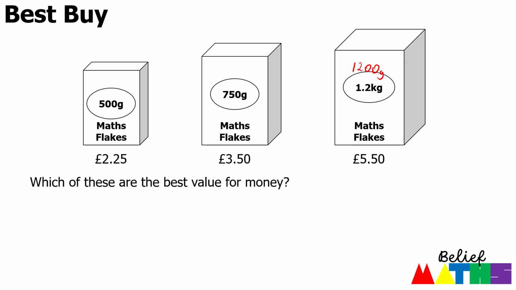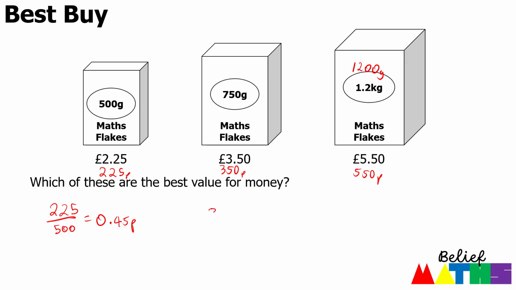And so we don't end up with any weird decimals, I like to convert all of these to pence. So 225p, 350p, and 550p. And now we're going to go, well, if 500 grams cost this, well, 1 gram then is 225p divided by 500. 225 divided by 500 gives me an answer of 0.45p. Now that's not 45p, that's 0.45, so it's less than 1p per gram.